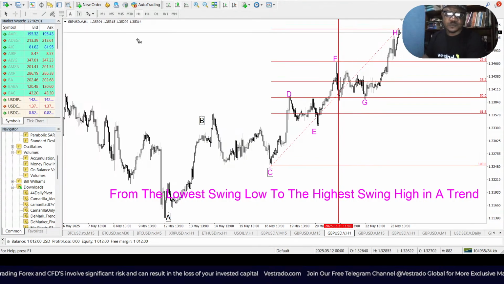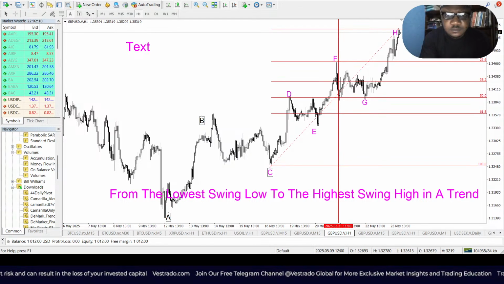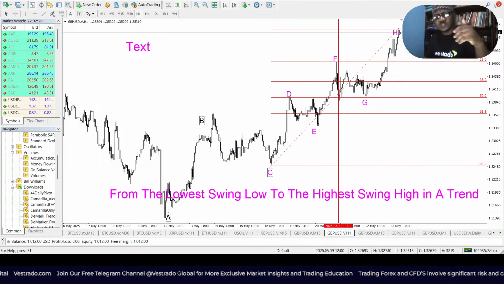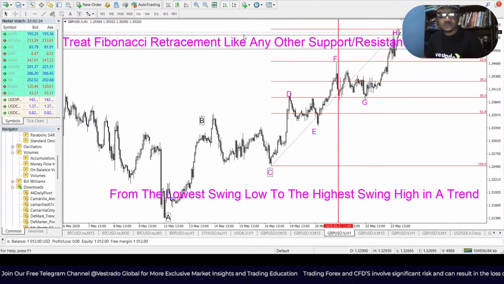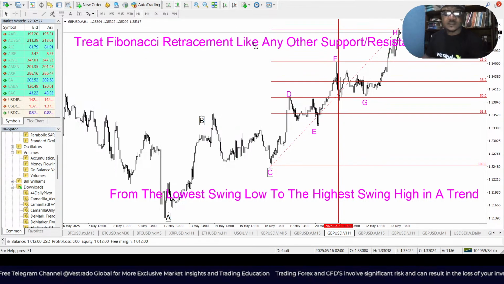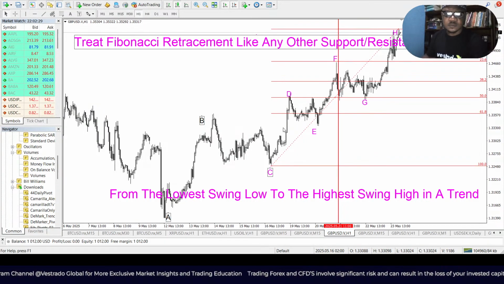Let's put that right there for you. Treat Fibonacci retracement like any other support or resistance level. It could either touch it and reverse, or it could break it and continue going upwards.